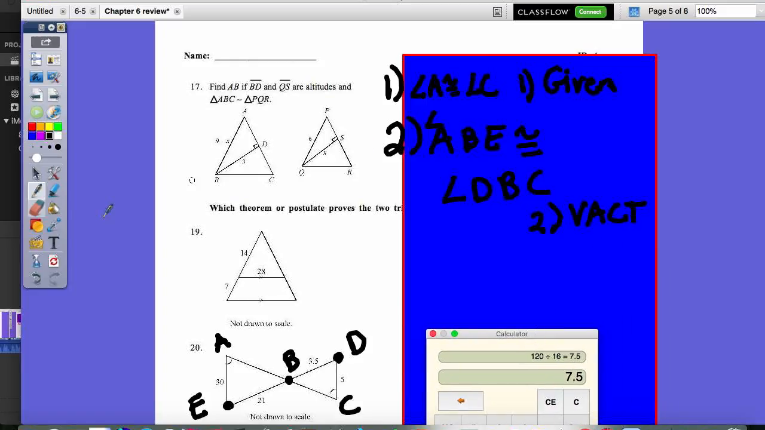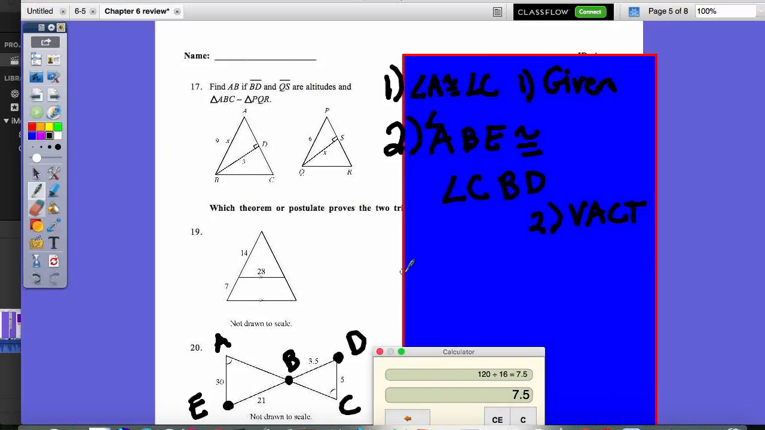Now technically, if I wanted to write a similarity statement, I know that A corresponds to C, so that means that E is going to have to correspond to D. So I'm going to rewrite it that way. It just makes it a little bit easier for me to then write the triangle similarity statement: triangle ABE is similar to triangle CBD by angle similarity postulate.